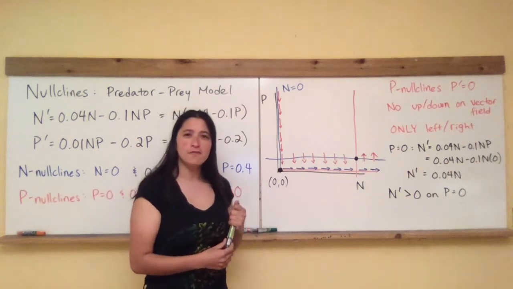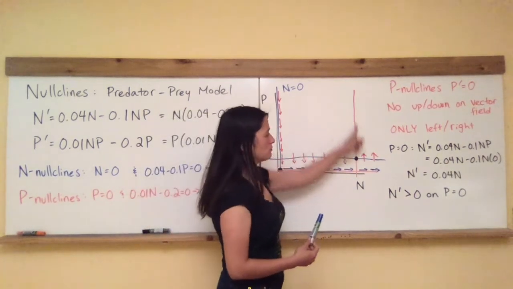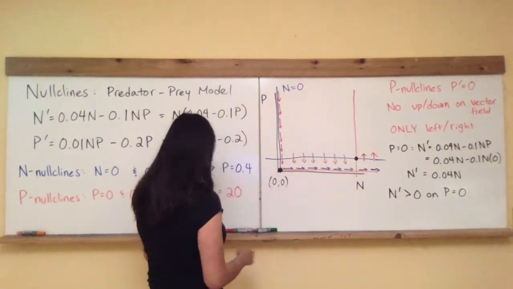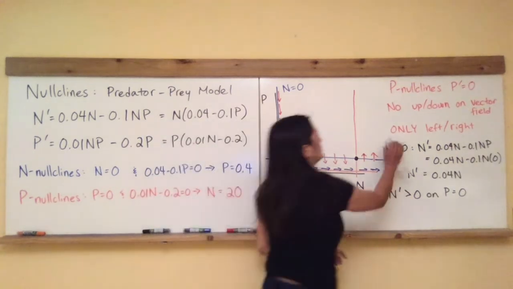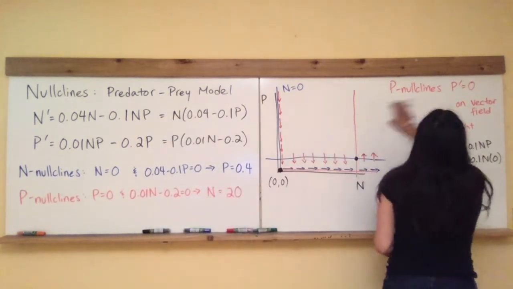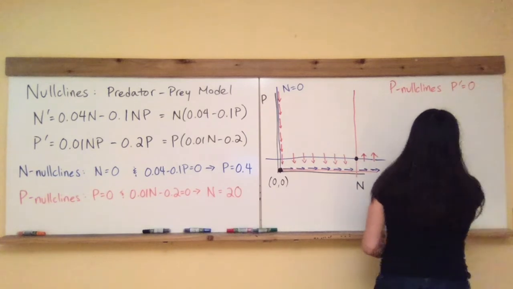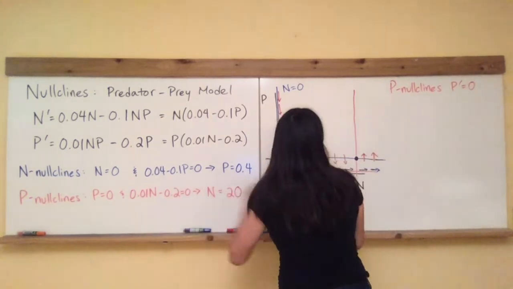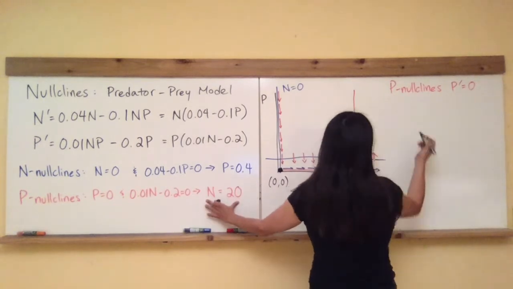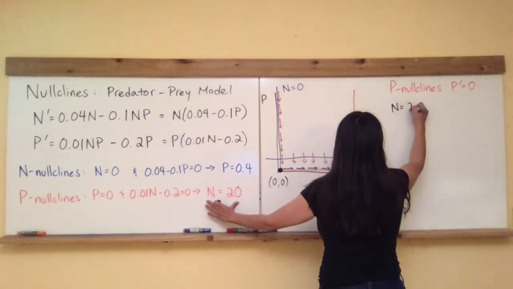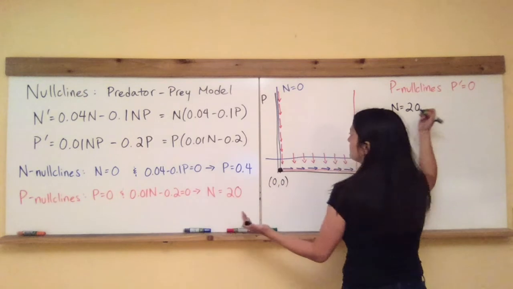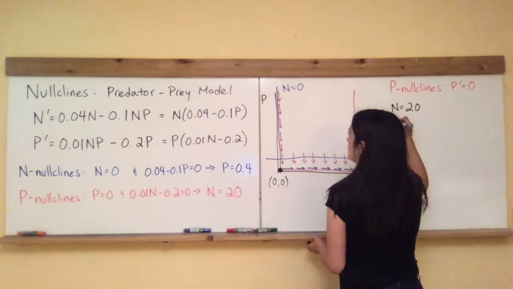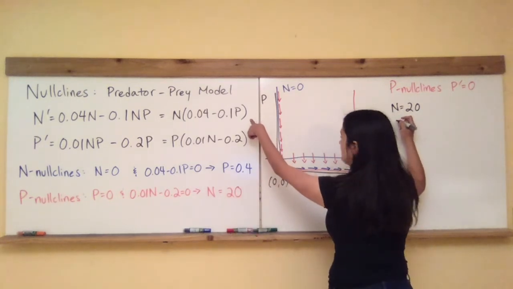Okay, so we just have one more to do. We just have this vertical line that represents the second p nullcline. And so we're going to go through this process again. This one's going to be a little bit trickier, so I'm going to need more board space. And I'm going to take the second p nullcline, which is n is equal to 20, and I'm going to plug it into the equation for dn dt, right?